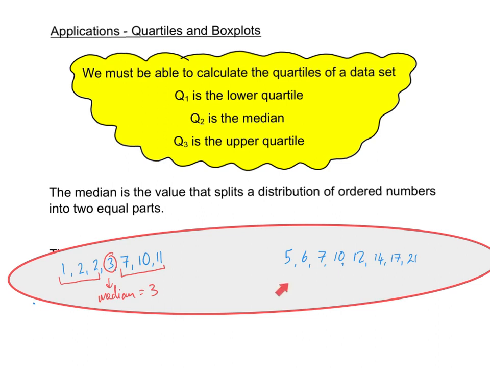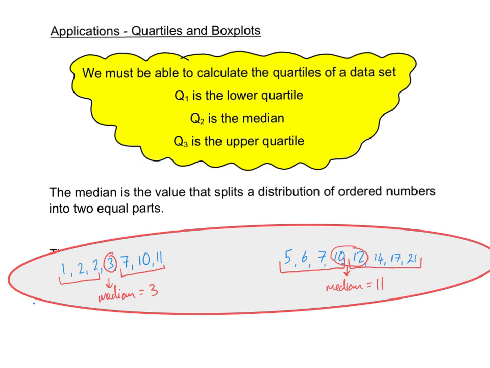For the second data set over here, it's not quite as simple because we have an even number of values, which means there's no one value in the middle here. So if I look at this, there are really two values in the middle, neither of which is the median. The median is the value that, as we said, splits the data into two equal parts. So we need one single value, which has to be halfway between 10 and 12 here. So the median in this case is equal to 11, halfway between the 10 and the 12. And again, what that does is it splits the data into two equal parts.